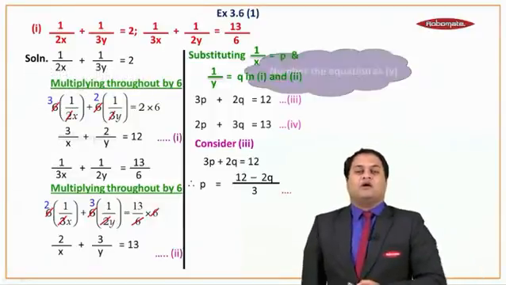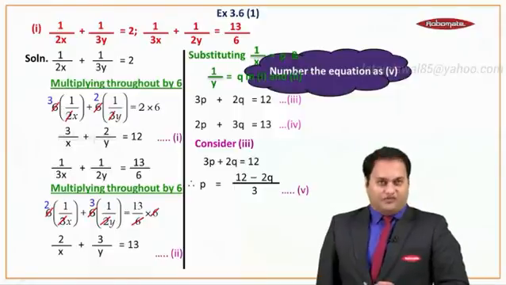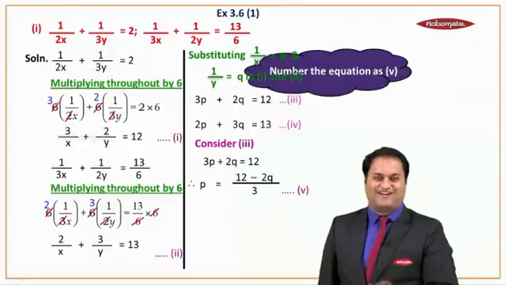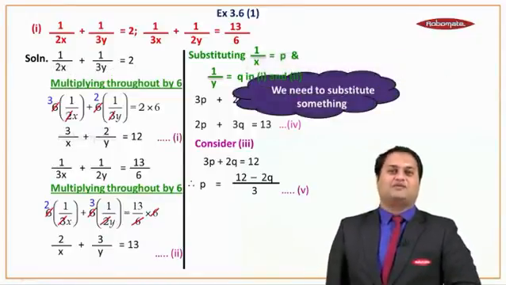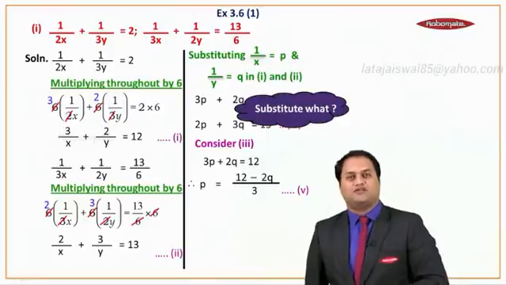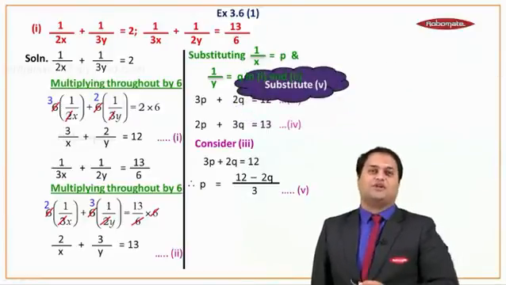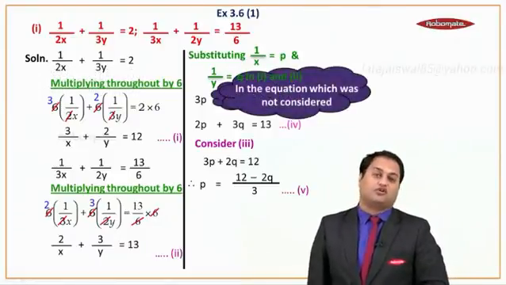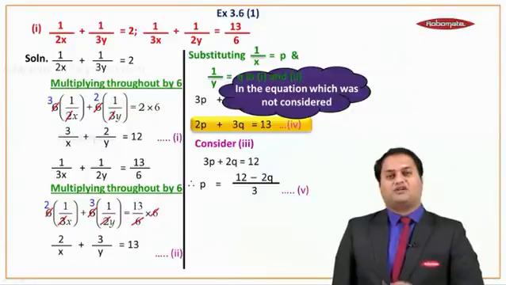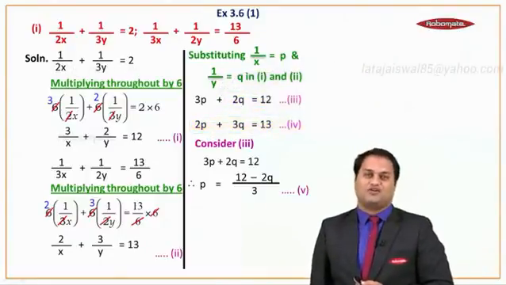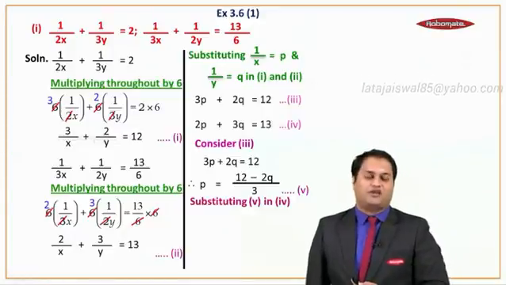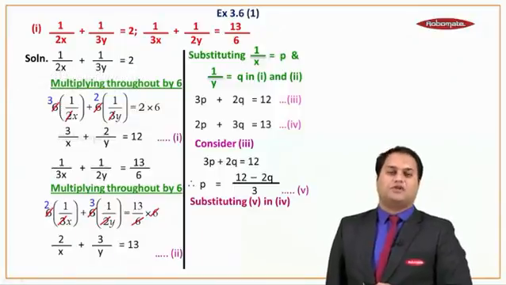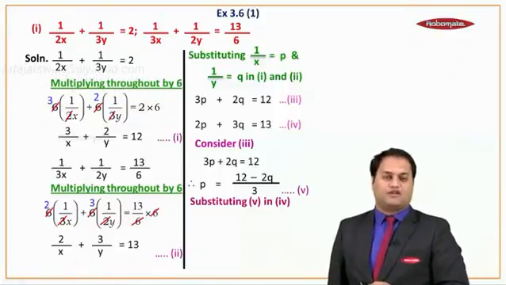Chalo. Number this equation as equation number 5. Not 3 this time because 1, 2, 3, 4, 5, right? Now what do we do? The name of the method is substituting. Substitute what? We need to substitute equation number 5. Where do we need to substitute? The equation which was not considered. Which equation was not considered? Equation number 4 was not considered. So let us substitute equation number 5 in equation number 4. So in equation number 4, in the place of p, you will substitute equation 5, that is 12 minus 2q upon 3.